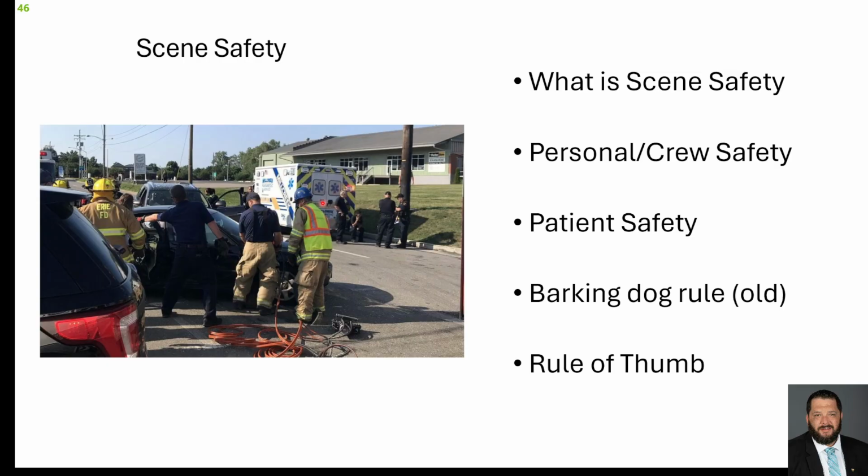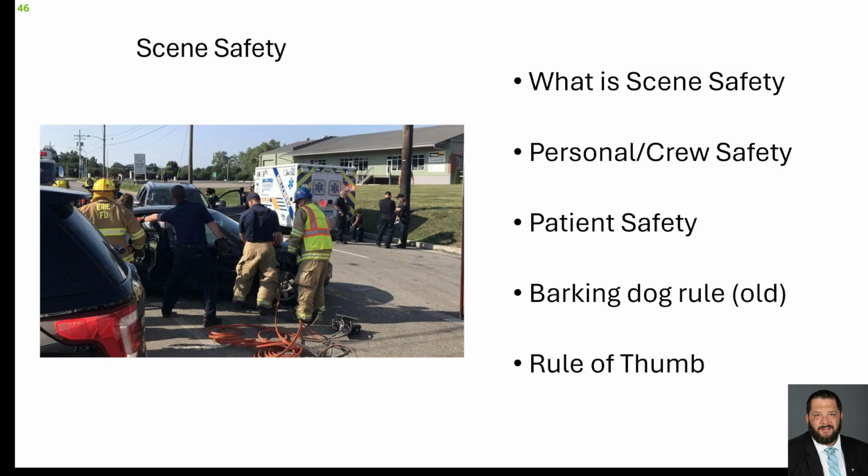There is an old adage that you'll hear instructors or maybe peers or people in the profession talk about: watch out for the barking dog. It's the barking dog rule, right? The dog that's behind the fence and barking may be safe now, but if that dog were to get out of the fence or get over the fence, then the scene becomes unsafe, in which case you need to vacate. So safety is progressive, safety changes.